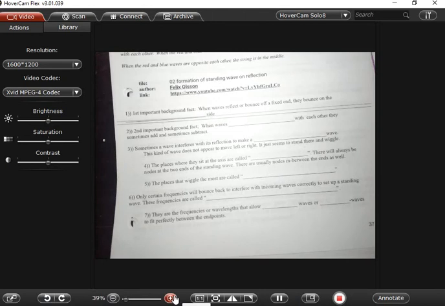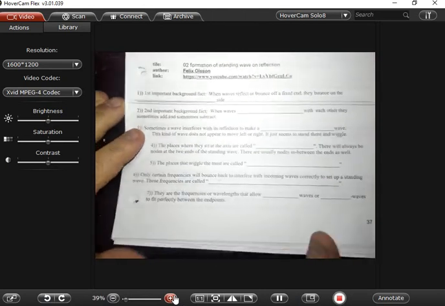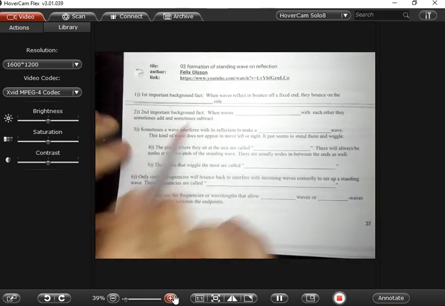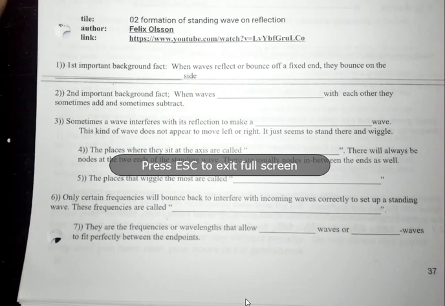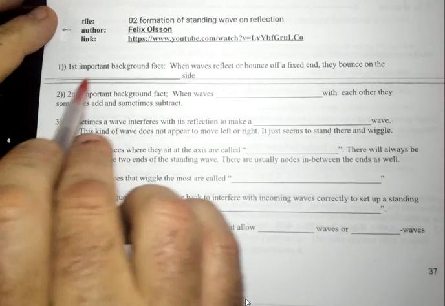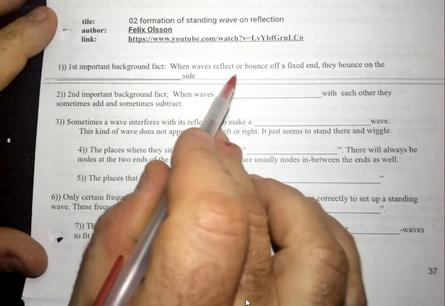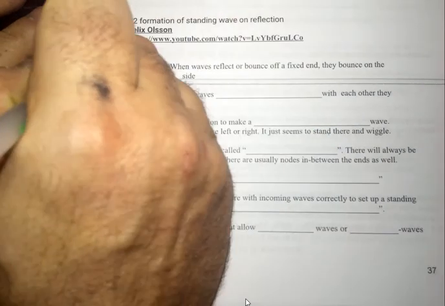Number one, the first important background fact. When waves reflect, let's get big again. There we go. First important background fact: when waves reflect or bounce off of a fixed end, they bounce on the opposite side.